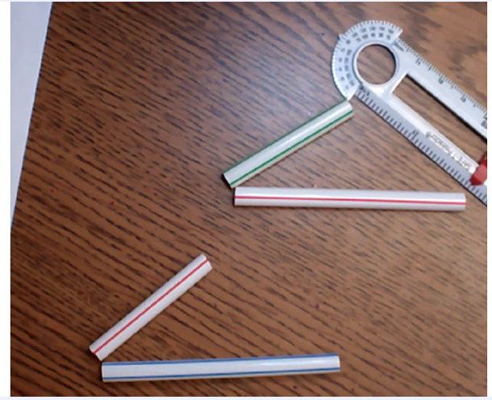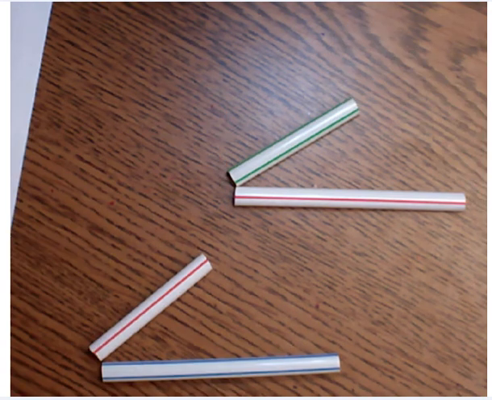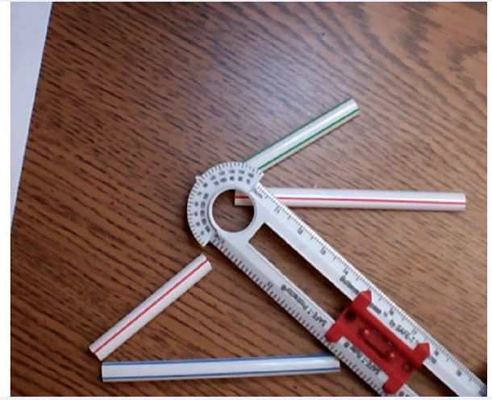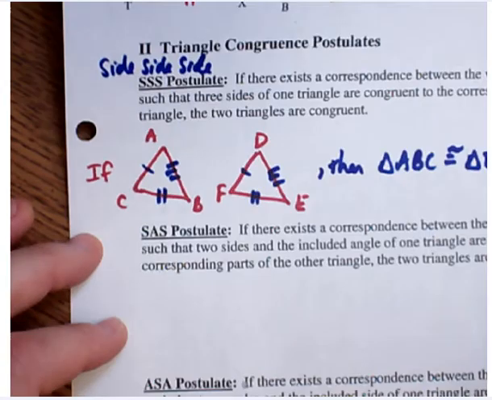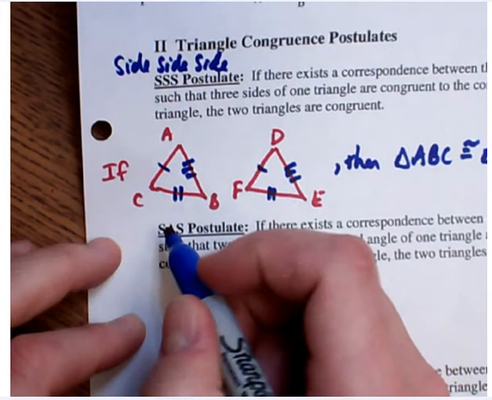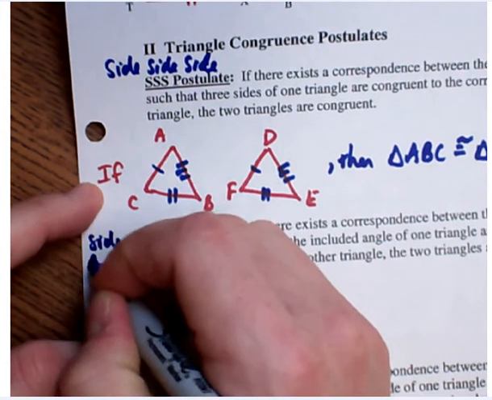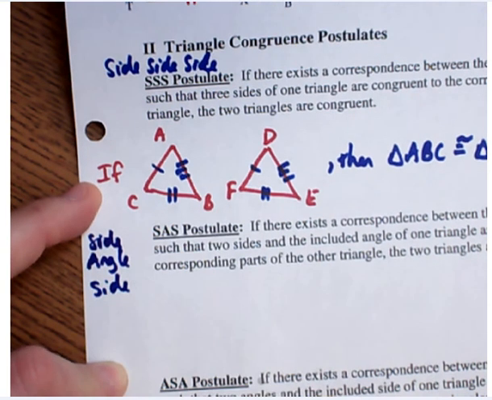Now I could measure this. I could take a ruler here and I could figure this out. I could measure that length and then I could measure that length. Well, guess what? That third side is going to be the same if we do it. So this is a different situation here. This is what we call SAS, side angle side.